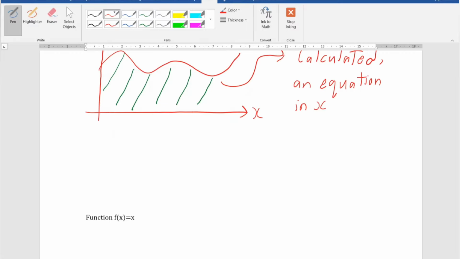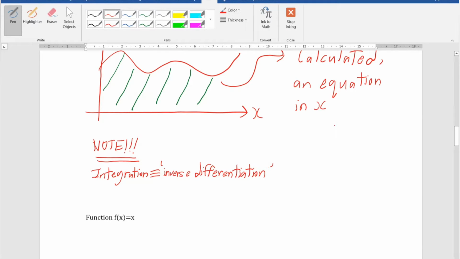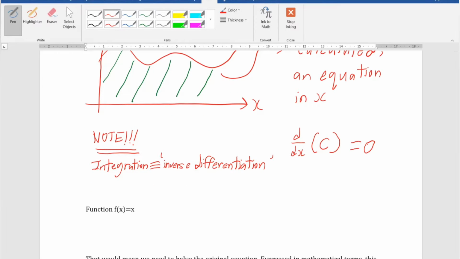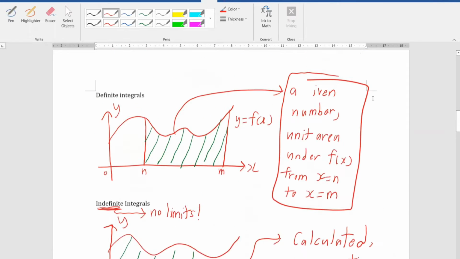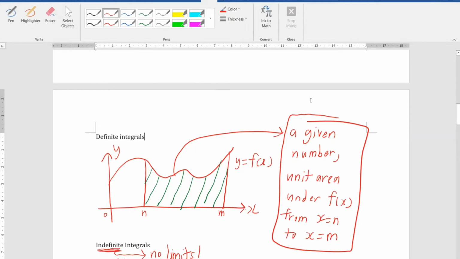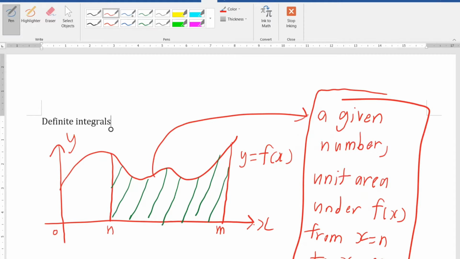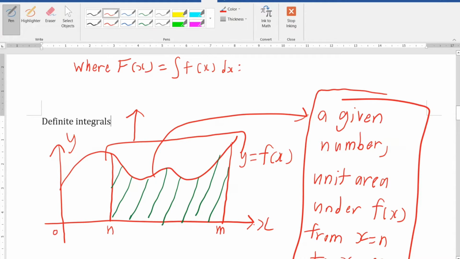However, remember that integration is reverse derivation, which means when we differentiate a constant, it becomes zero. So there is a possibility that the result of an indefinite integral has an arbitrary constant c. You might ask, what about definite integrals? Well, the way you calculate a definite integral is to calculate the indefinite integral at one point and obtain the result, say F(x), and find the difference when x equals m and x equals n, or F(m) minus F(n). As a result, the constant will simply disappear.